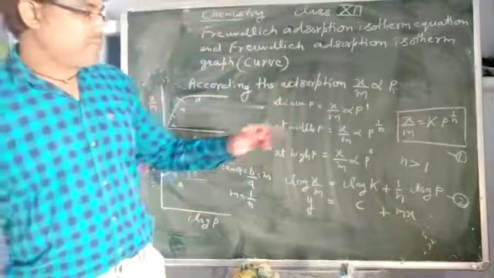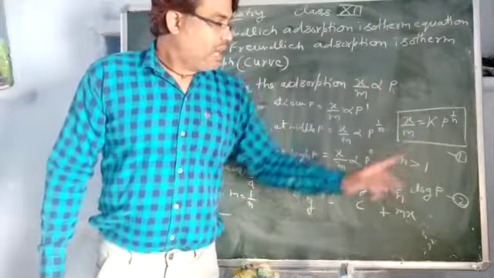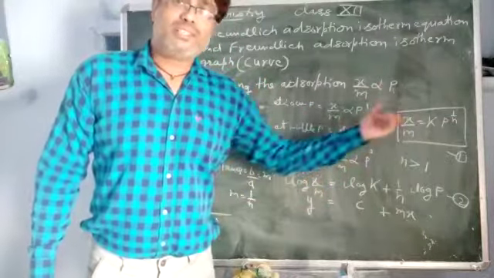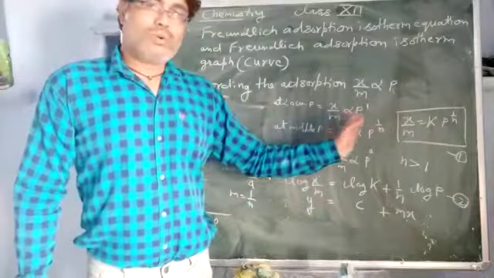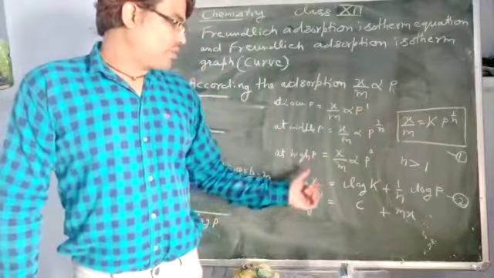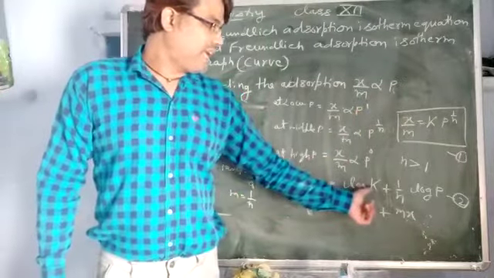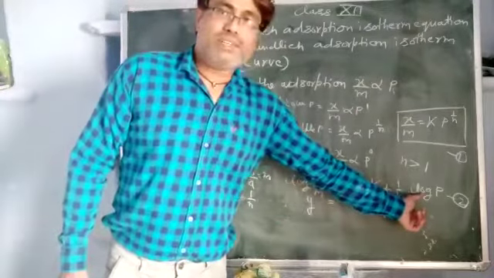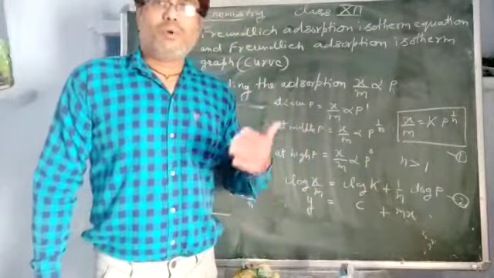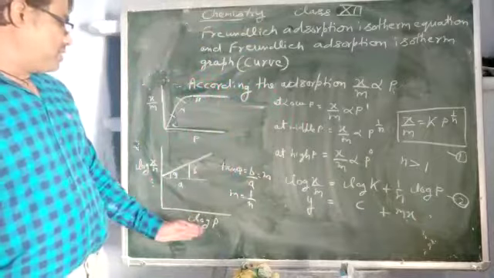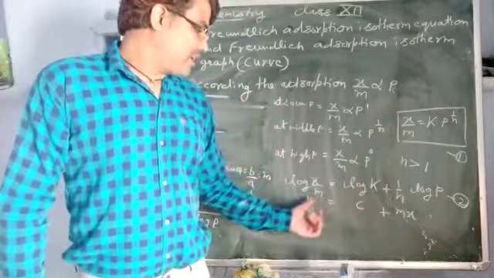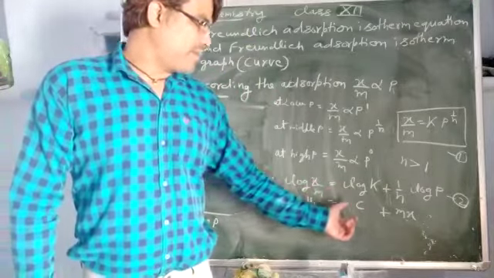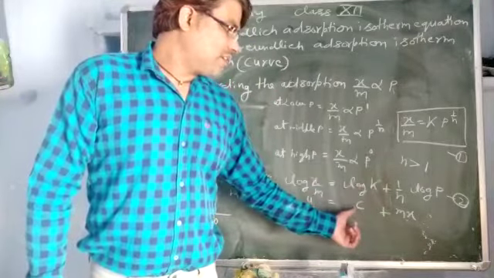Now, suppose we have this equation first. When we take the log of this equation, we have the next equation: log X by M is equal to log K plus 1 by N log P. That is equation second. Now when we plot a curve between log P and log X by M, as it is a linear equation, you can compare it with the linear equation y is equal to mx plus c. So there is a constant c.